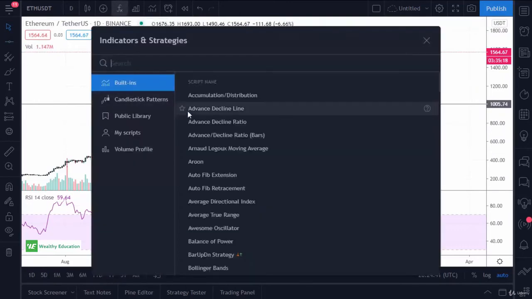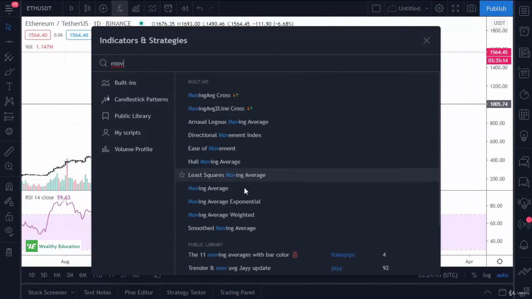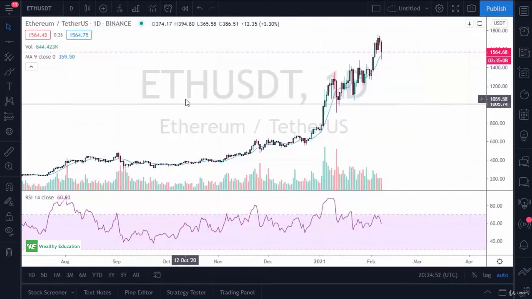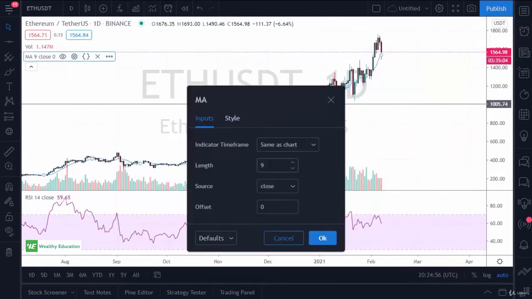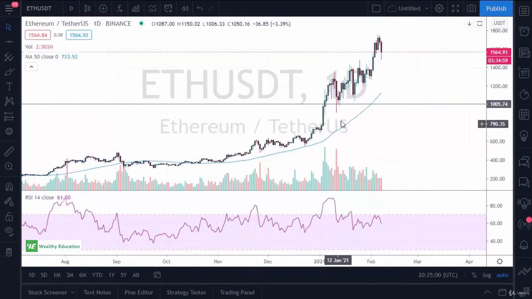$1,000. Nice, psychologically important number there. You know, it just attracts a lot of headline attention, if you will. Let's see what the 50 looks like here. And you can see the 50 is coming up to meet it, and that should be dynamic support.